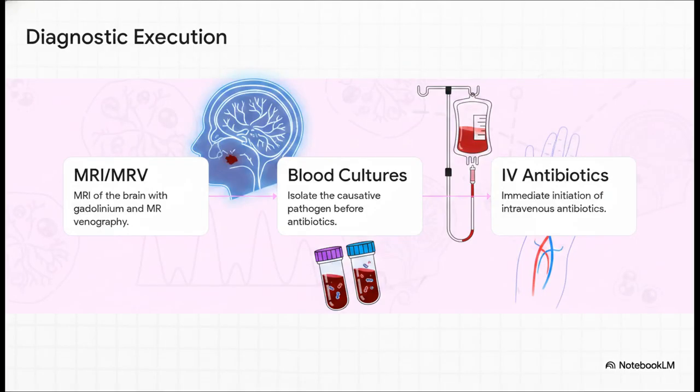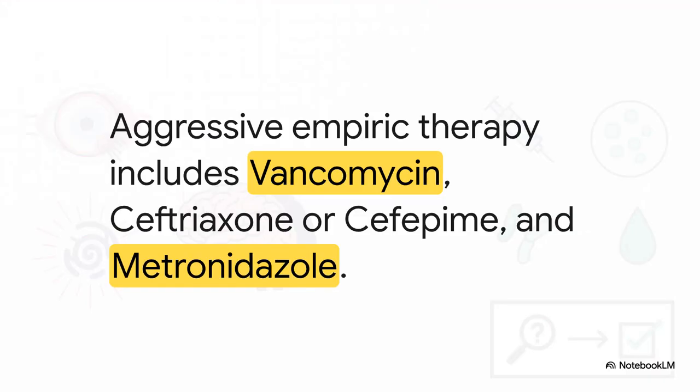When it comes to diagnostic execution, while a CT scan is often utilized initially to rule out other pathologies, an MRI of the brain with MR venography remains the definitive and most accurate method for visualizing the septic thrombus within the dural venous sinuses. Concurrently, blood cultures must be drawn to isolate the causative pathogen, and intravenous antibiotics have to be initiated immediately without any delay. Because of the high mortality and rapid progression of this condition, aggressive empiric therapy is strictly required.